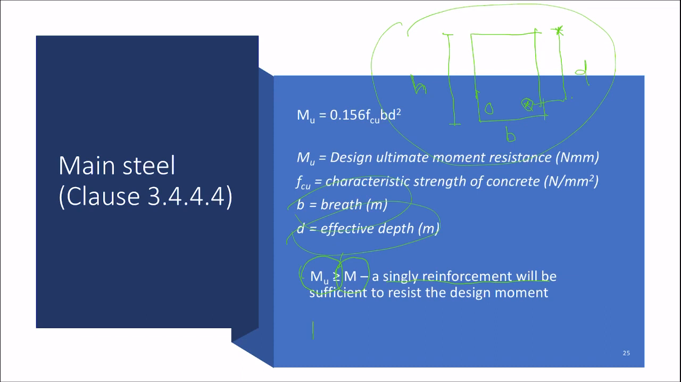However, kalau you dapat MU is less than M, meaning loading you lagi besar daripada apa yang dia boleh resist oleh beam untuk size macam ni, kita akan design dia as doubly reinforced concrete beam. However, kita hanya akan belajar up until here. Sampai sini kita tak belajar, so don't worry. Soalan dia takkan jadi up until this one lah. Dia akan sampai sini sahaja.